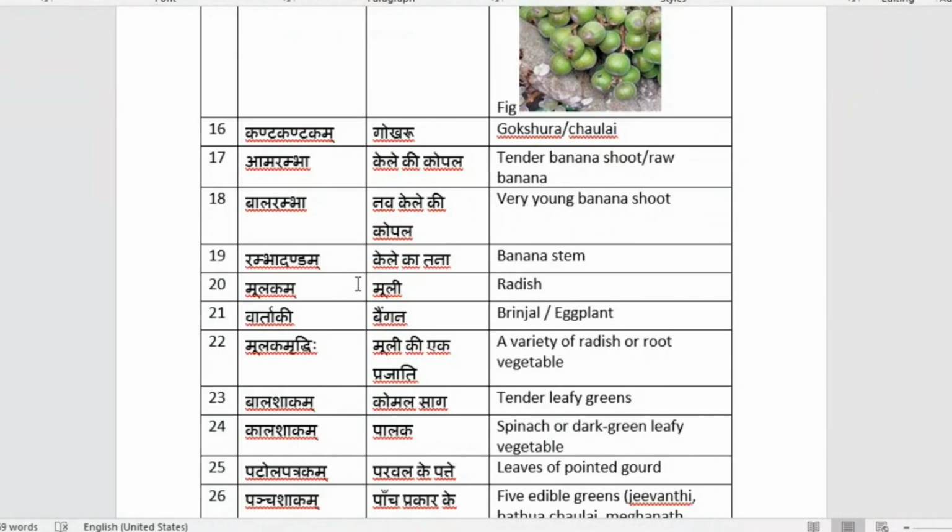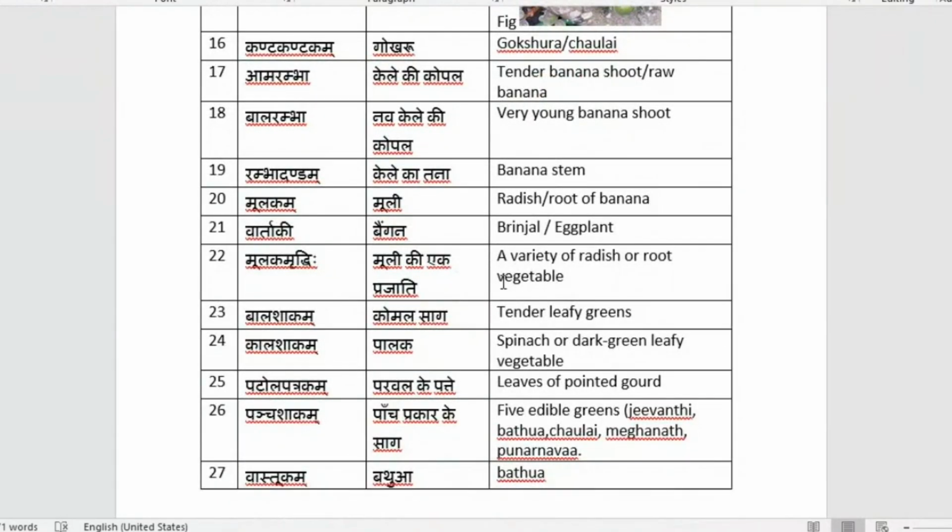Then is Mulakam. That is muli, we know radish. But in some books it is also said that mula means the root of banana. That is also the translation that is given. So Mulakam, in one book I found it as radish, and in one I found it as root of banana. Then is Vartakim, that is baingan, brinjal, eggplant. There is Mulakamruddhi. It is a variety of, you can say, radish or a root vegetable.